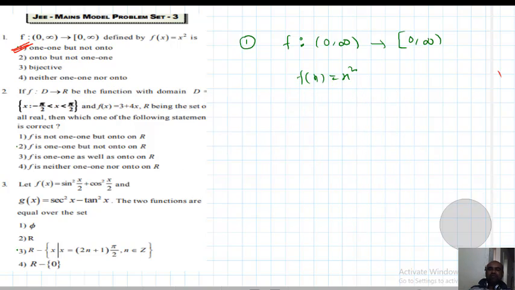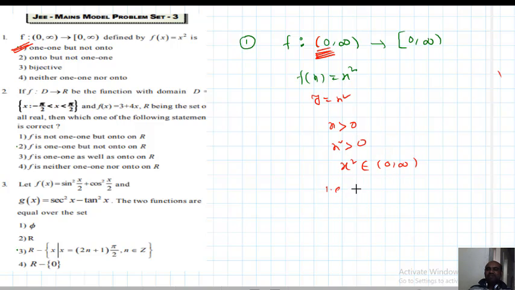Now how to check onto? We just need to find the range of this function. Your inputs are 0 to infinity, no? Input is x, output is y, this y is equal to x square. So what is the input? Greater than 0, clearly given. But you want x square, so squaring on both sides, x square is also greater than 0 only. What is the meaning of that? x square belongs to open 0 to infinity.